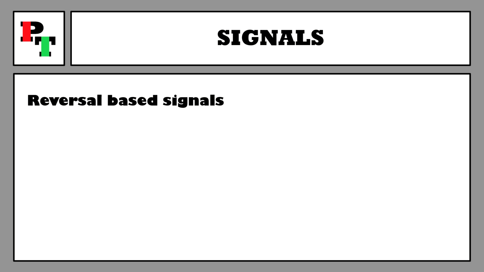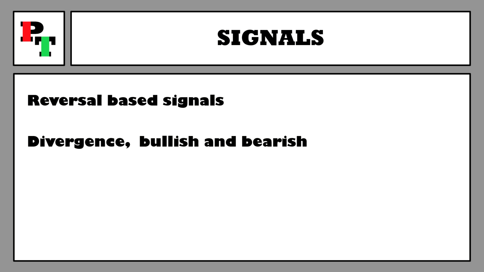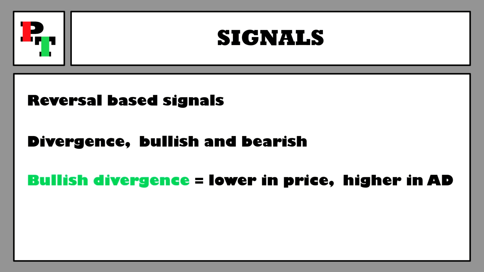There are reversal-based signals in it, that's for sure. We've got divergence signals to check out for the AD. That's where price pushes further, but the indicator falls behind, diverging from what price is actually doing. So for bullish divergence, which creates a buy signal, price will have made a lower low than previously, but the AD hasn't made that same lower low. It's actually made a higher low in its reading for that same time frame.